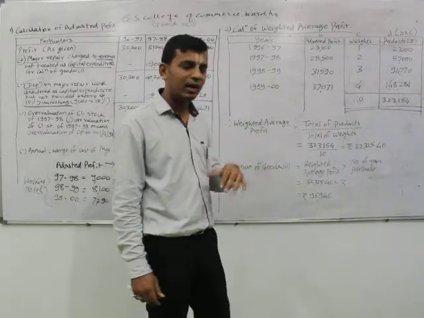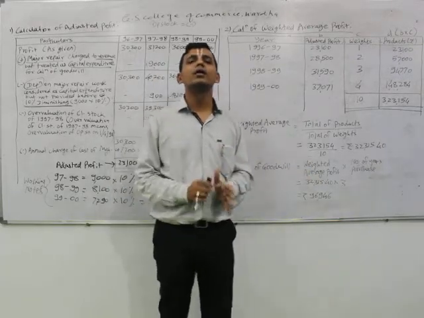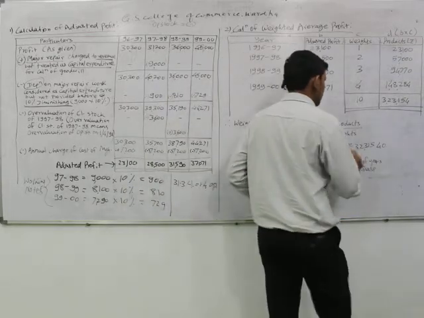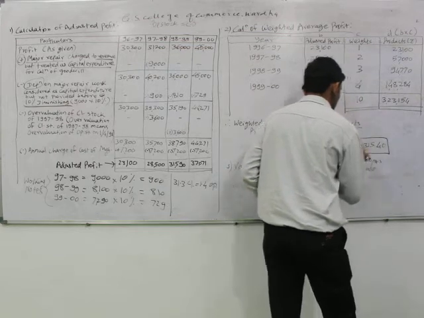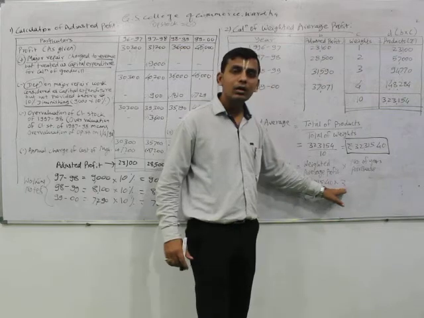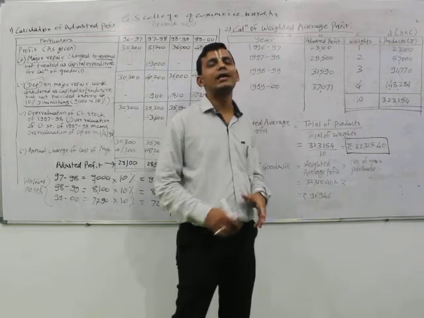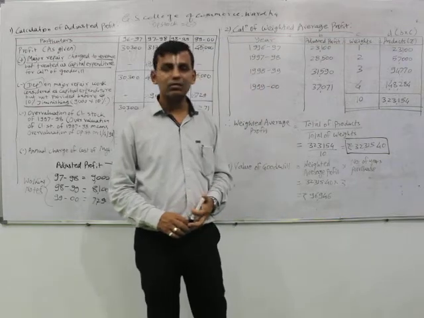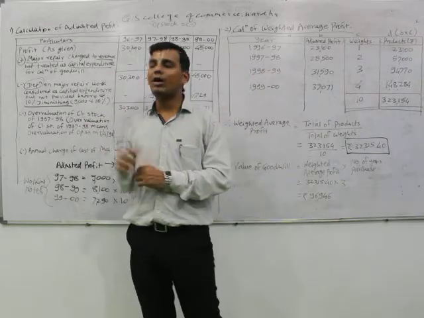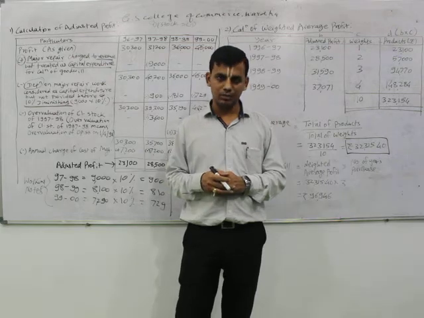Once we get our weighted average profit, now we can easily calculate the value of goodwill. The formula is again, as I told earlier, quite simple: weighted average profit multiplied by number of years purchased. Weighted average profit 32,315.4 multiplied by the number of years purchased given in the question, 3. Hence our valuation of goodwill is equal to 96,946. This is how we can calculate the valuation of goodwill using the weighted average profit method.